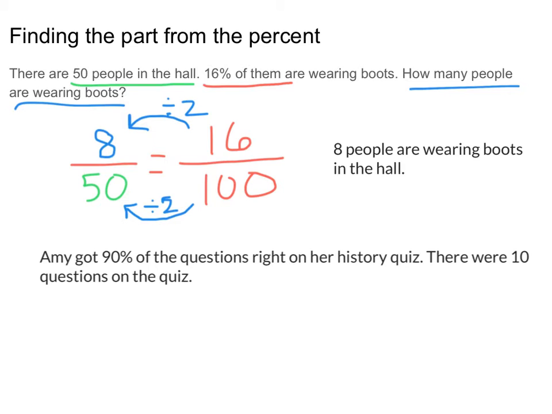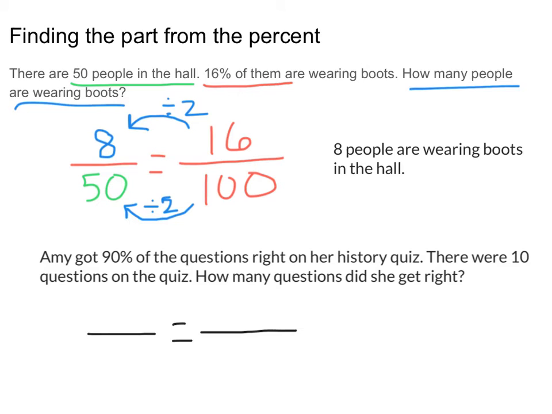All right, let's try another one. Let's say that Amy got 90% of the questions right on her history quiz, and there were 10 questions on the quiz. Please set up a ratio and then solve to figure out how many questions she got right. All right, so once again, we're going to start by setting this up as part to whole equals percent out of 100. We fill in what we know. So we know 90%, that's 90 out of 100. And we know there were 10 questions on the quiz.